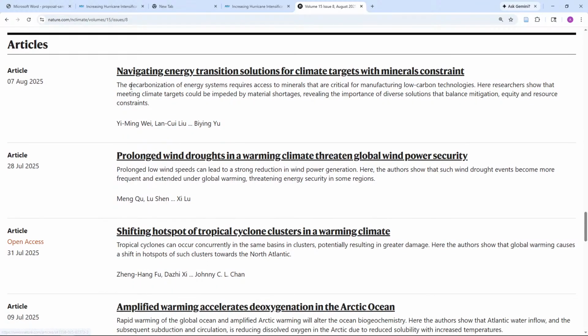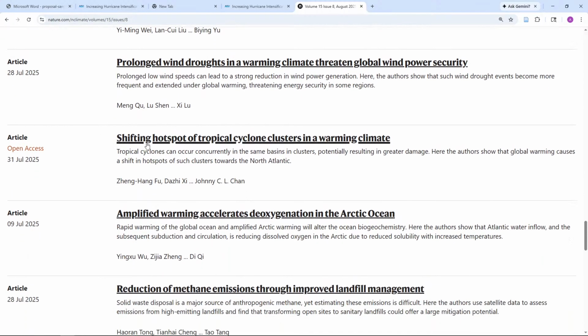Navigating energy transition solution for climate target with mineral constraints. Again, see, short and informative. Like prolonged wind, we looked at this one. Shifting hotspot of tropical cyclone cluster in warming climate. Wow, that is something I would be interested to read. Whether you are working in climate change or it's an area of your interest, it's short and easy to understand.